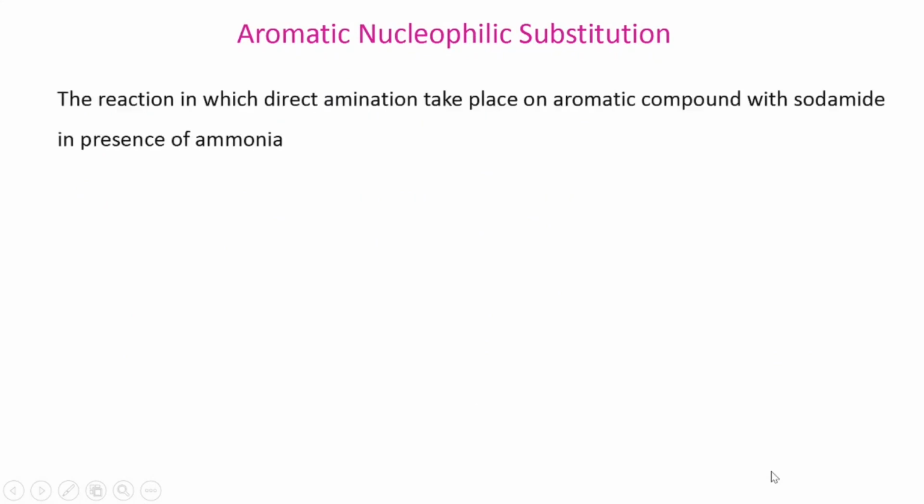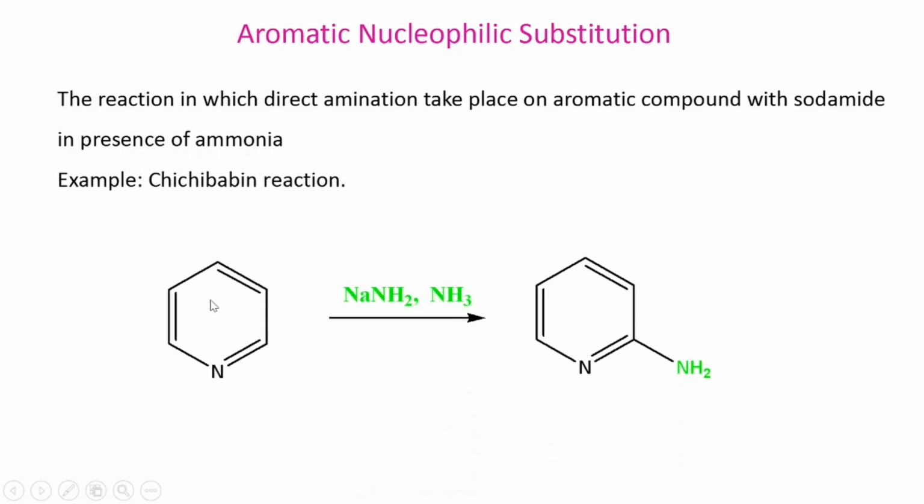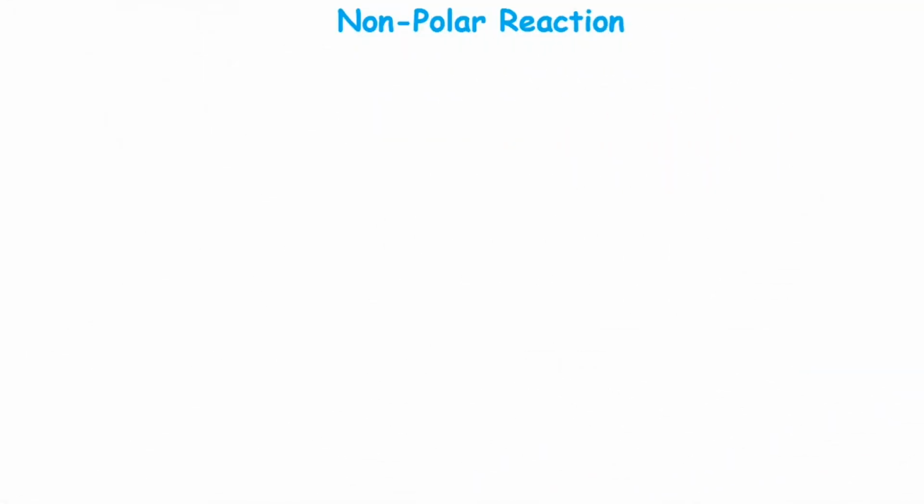The next type of nucleophilic substitution reaction is aromatic nucleophilic substitution reaction. The reaction in which direct amination takes place on an aromatic compound with sodamide in presence of ammonia. The best example of this reaction is Chichibabin reaction. Here you can see pyridine is treated with sodamide in presence of ammonia. We get the aminated product.